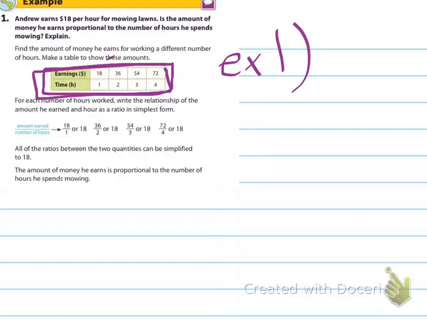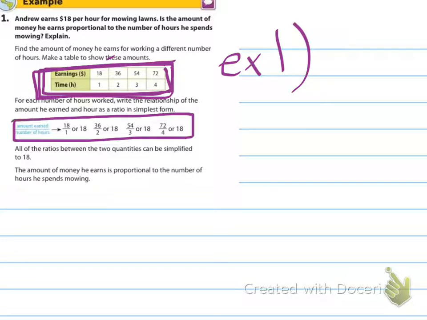So if you've copied this table by now, what I'd also like for you to do is copy this section, because it's amount earned over number of hours, which is 18/1, or 18. So the 36/2 can simplify to 18, or 18/1. 54/3 can simplify to 18/1. And 72/4, again, can be 18/1. So all the ratios between the two quantities can be simplified to $18. So the amount of money he earns is proportional to the number of hours he spends mowing.